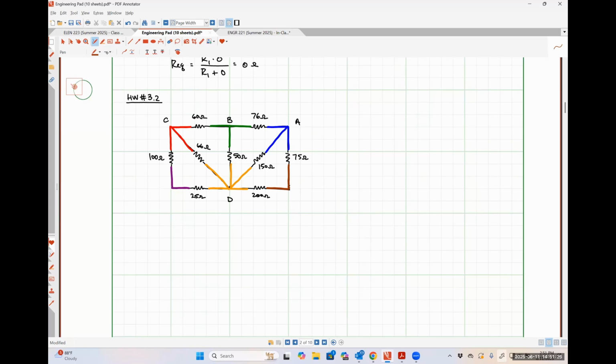Okay, so here's E, and here is F. So for the homework problem, you are asked to find the resistance seen between nodes A and B, the resistance seen between nodes B and D, and the resistance seen between nodes C and D. I'm going to work one of these with you today, okay?